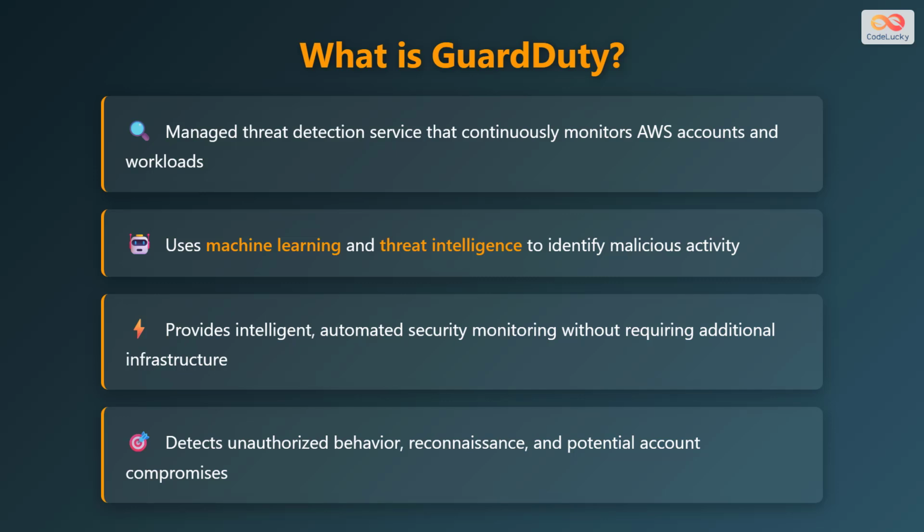Amazon GuardDuty is a fully managed threat detection service provided by AWS. It continuously monitors your AWS accounts and workloads for any suspicious or malicious activity. What makes GuardDuty powerful is its use of machine learning and threat intelligence to automatically identify potential security issues. The best part is that it provides intelligent and automated security monitoring without requiring you to set up any additional infrastructure. GuardDuty excels at detecting unauthorized behavior, reconnaissance attempts by attackers, and potential account compromises, giving you peace of mind about your cloud security.